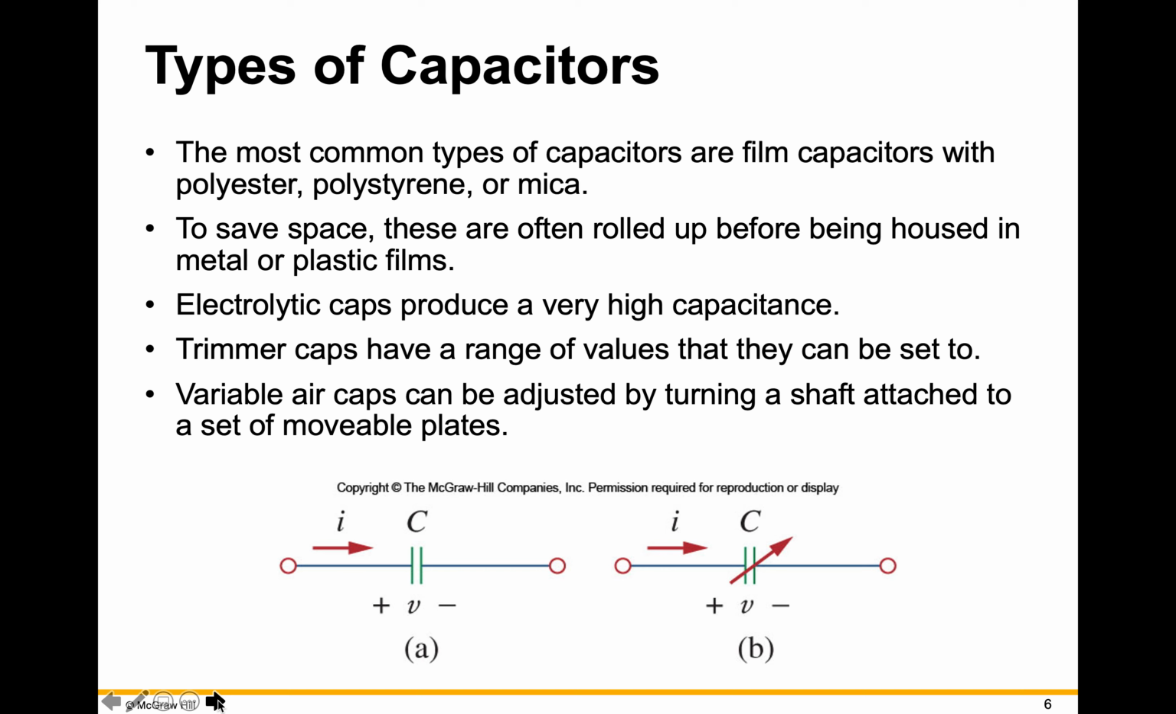So types of capacitors, most of them are what we call film capacitors, and here's what I was saying earlier, that they're often rolled up before they're housed in a container. So they're made of metal or plastic films, and then they're rolled up. Electrolytic capacitors produce a very high capacitance. Trimmer capacitors have a range of values that you can set them to. So in other words, they're variable. And then variable air capacitors can be adjusted by literally being able to move the plates.